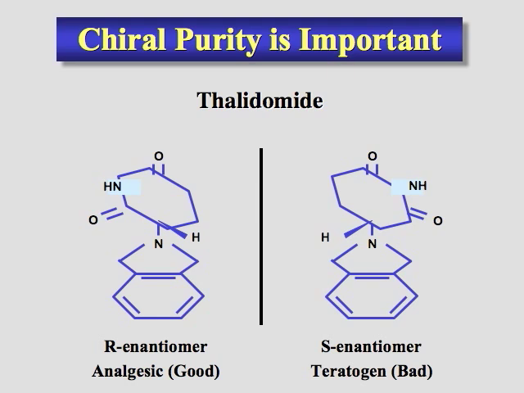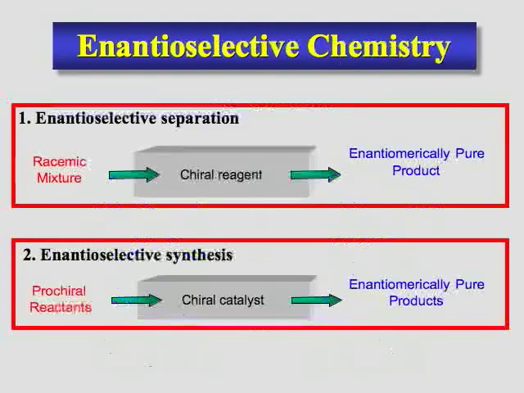But that's the story. Enantioselective chemistry. The problem facing the drug industry is the same problem facing early life. How do you start with a racemic mixture and get a pure product?